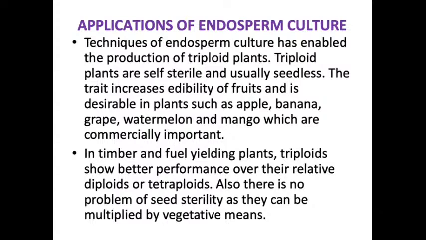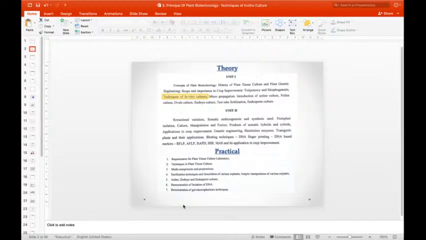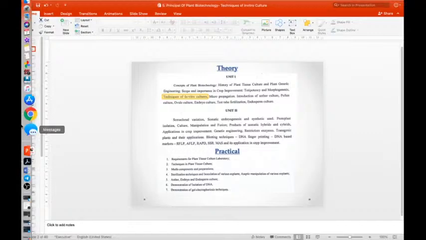Further, in timber and fuel yielding plants, triploids show better performance over the relative diploids or tetraploids. There is no problem of seed sterility, as they can be multiplied by vegetative means. So that was a little bit about endosperm culture, not so much in detail, but still I felt that we should touch this part also. Let's continue with micropropagation now.